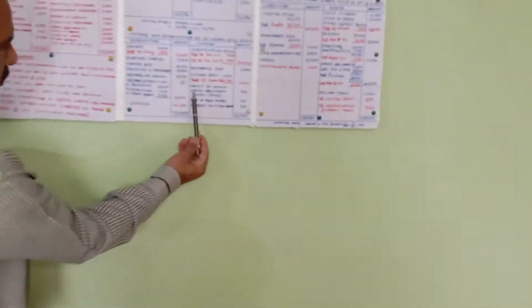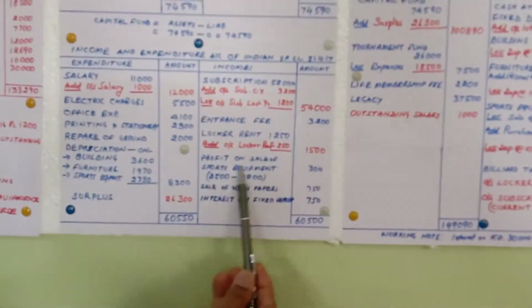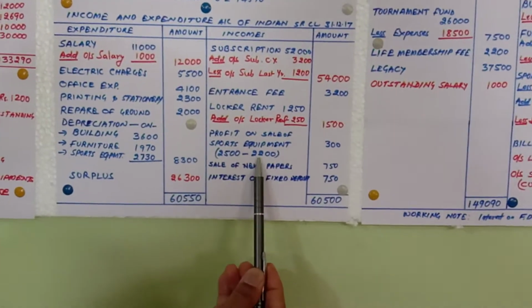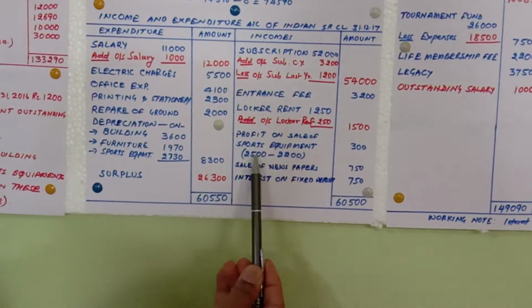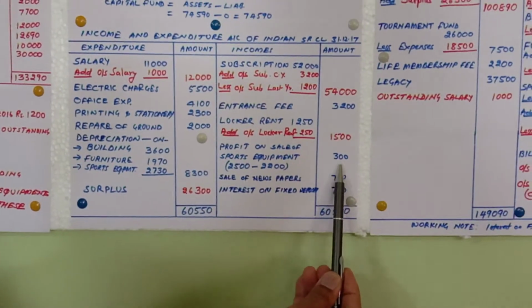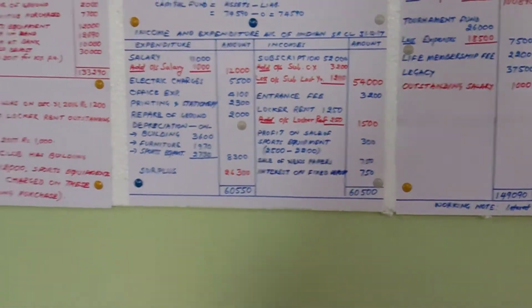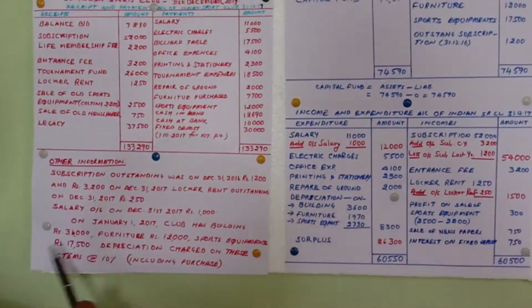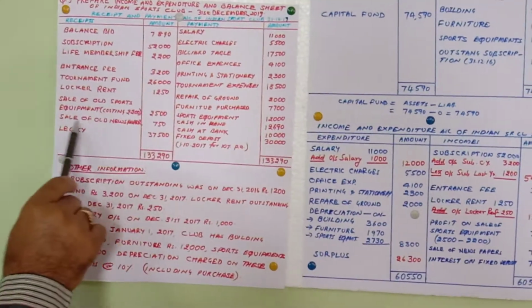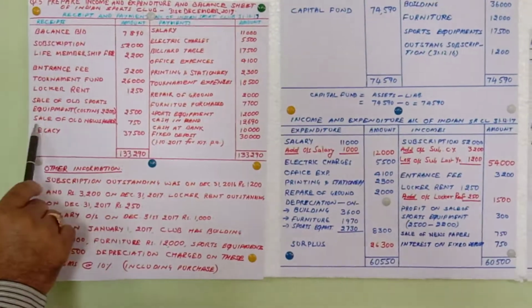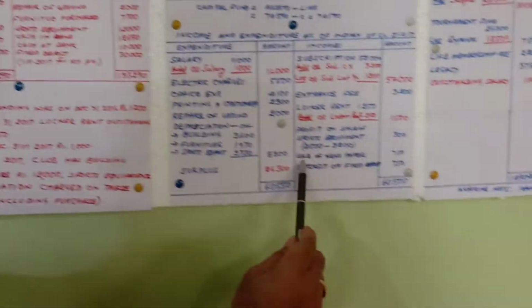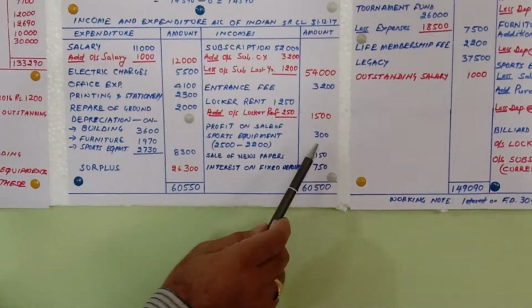See, I have shown here profit on sale of sports equipment. The cost of the asset was 2,200 and it was sold for 2,500. So 300 is the profit. Up to here we came. Okay. Then sale of old newspaper. Sale of old newspaper is also a revenue item of income. So I have taken sale of old newspaper here.